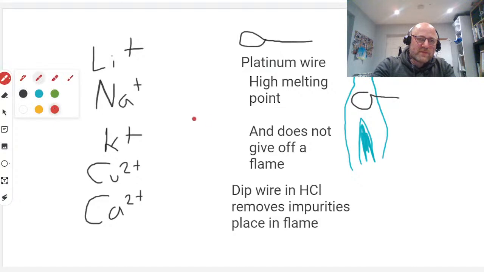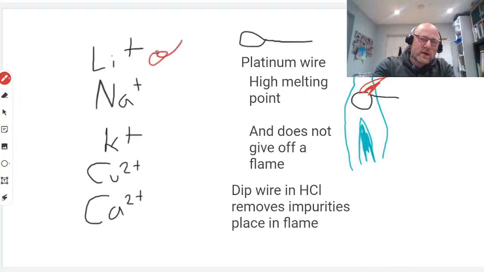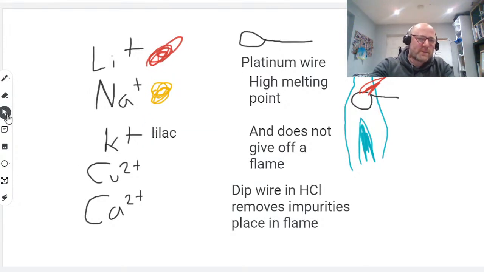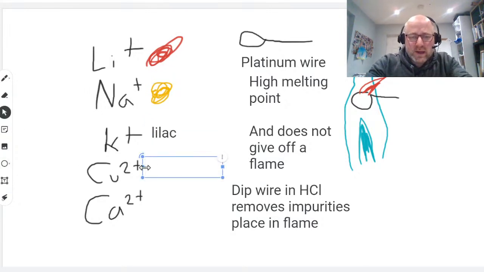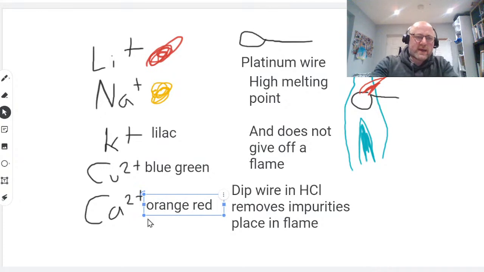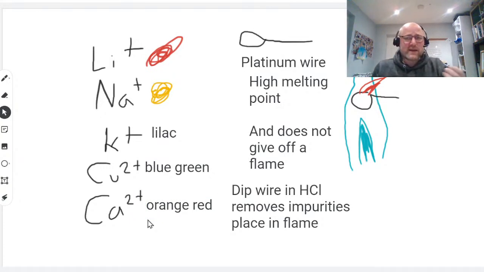Now, if it's lithium, you're going to get a red flame. So you need to know that with lithium, the flame goes red. If it's sodium, you're going to get a yellow flame. If it's potassium, you get a lilac flame, and you'll get away with saying purple. Copper is blue, you can say blue-green. And calcium is orange, or it used to be called brick red, but you can say orange-red. Okay, and those are the flame colors. They're the five metal ions you need to know.